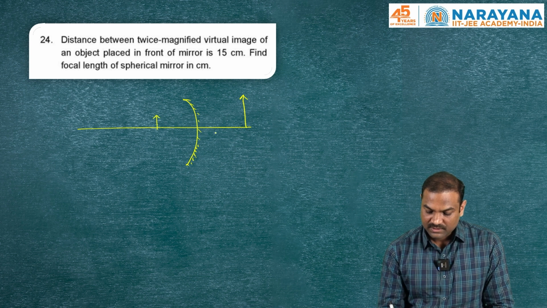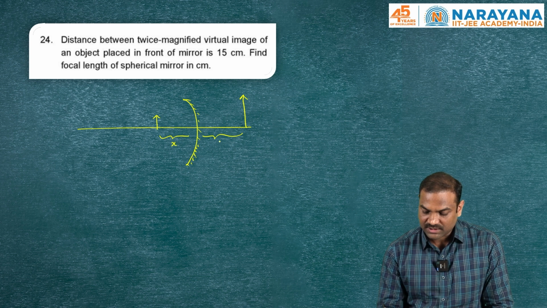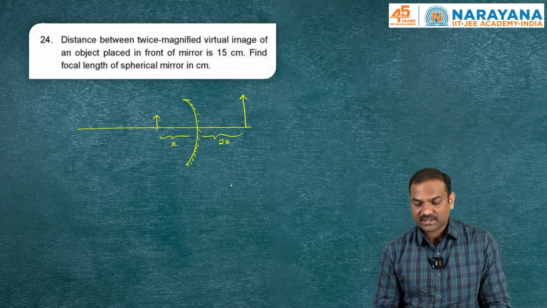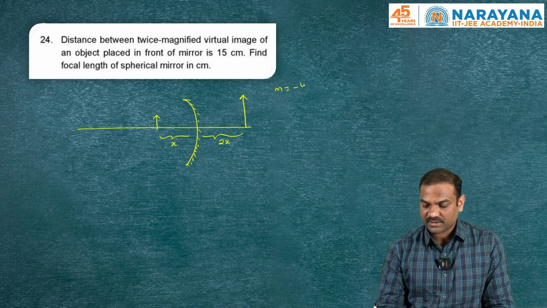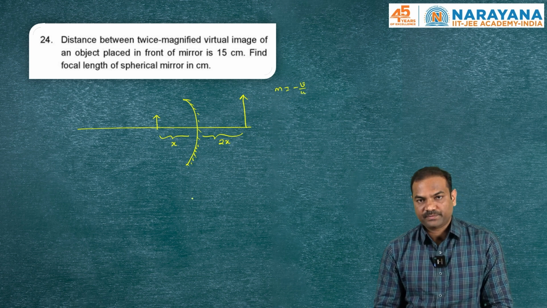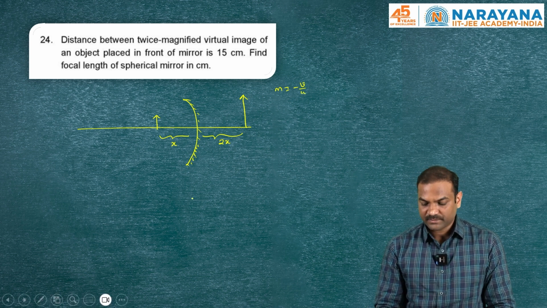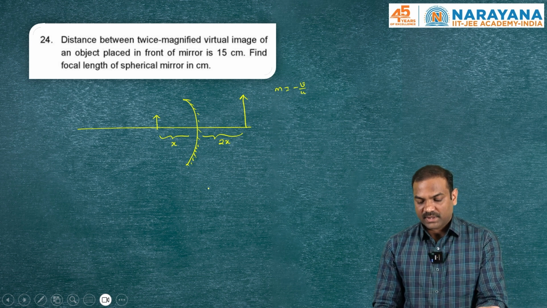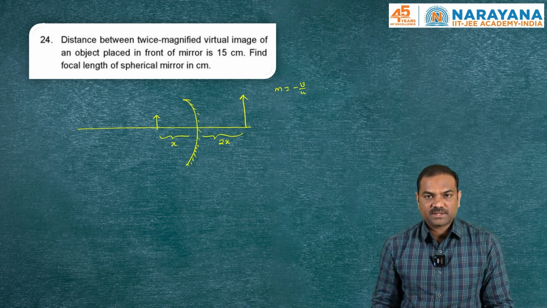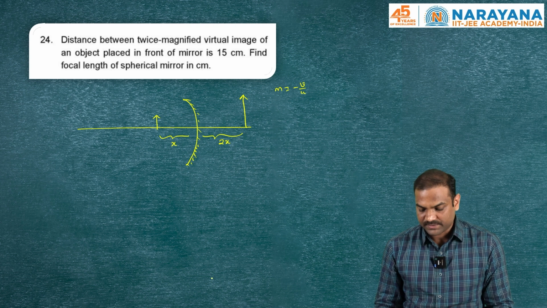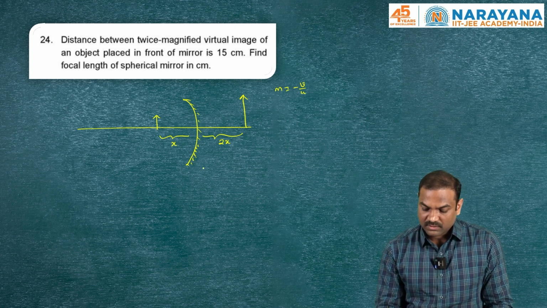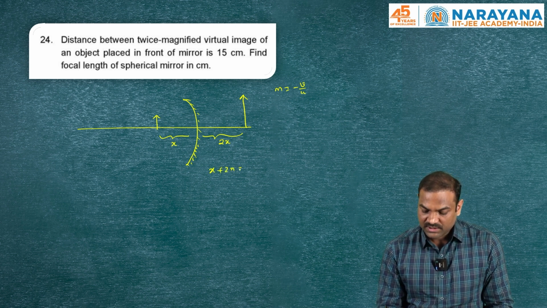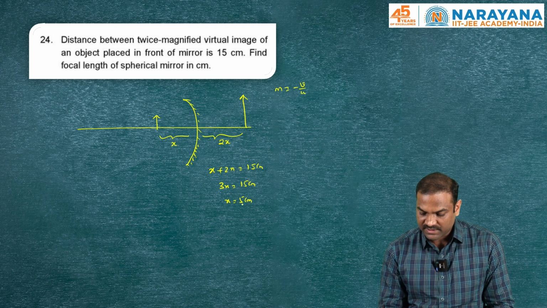So twice magnification they are saying. Definitely, if the object is at x distance, then the image will be at 2x distance, because we know that magnification is equal to minus v by u. As magnification is 2 times, the image distance will be 2 times the object distance. So I can write x plus 2x is equal to 15 centimeter. Then 3x is equal to 15 centimeter, then x is equal to 5 centimeter.